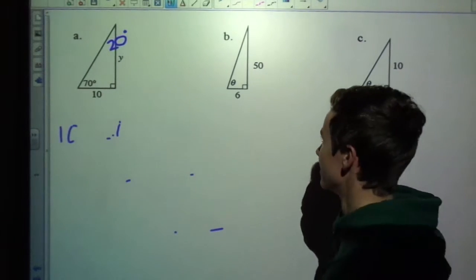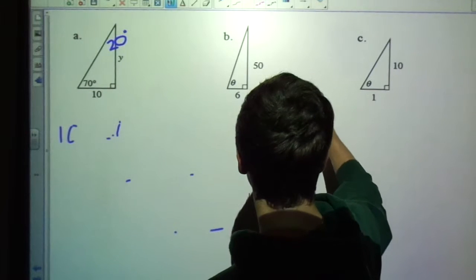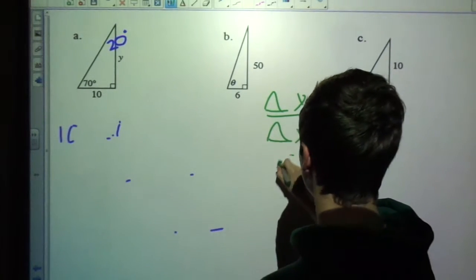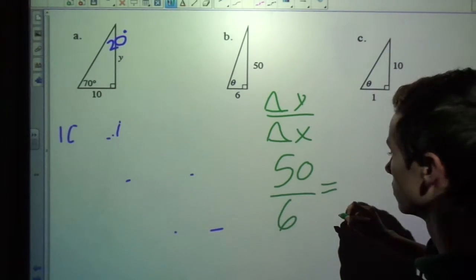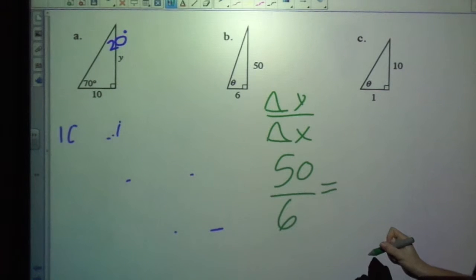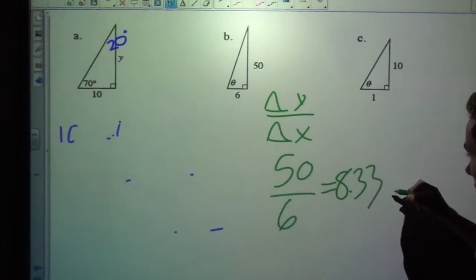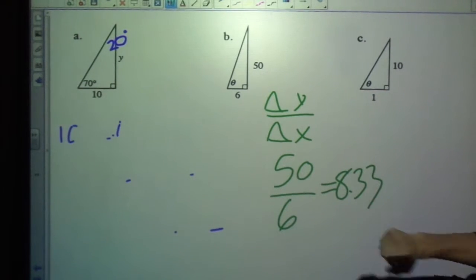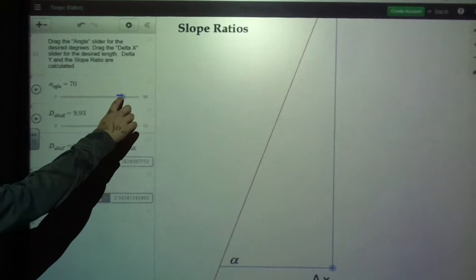All right, so we get change in y over change in x, and that's 50 over 6, equals 8.33. So that's the slope ratio of this angle, right? Yeah. So there you go. Let's look for 8.33 as close as we can get it.